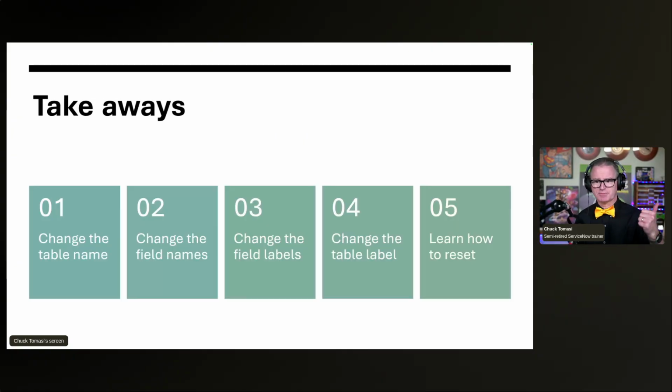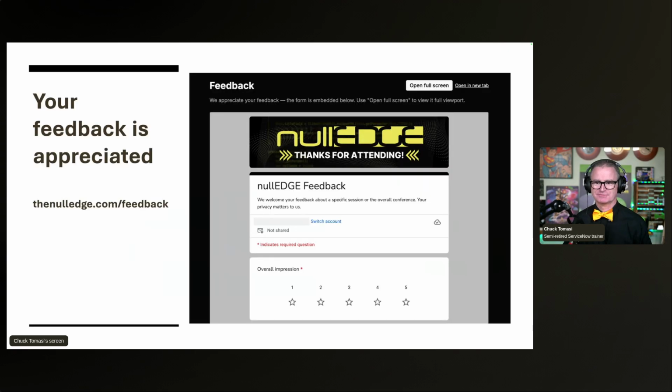Takeaways: change the table name, change the field names, change the table label, and learn how to reset it, because chances are you'll forget one of the first 4 tips, and then 5 comes in really handy. It's just a simple GlideRecord on sys_m2m. Make sure you're in the right scope, of course, and all that good takeaways.